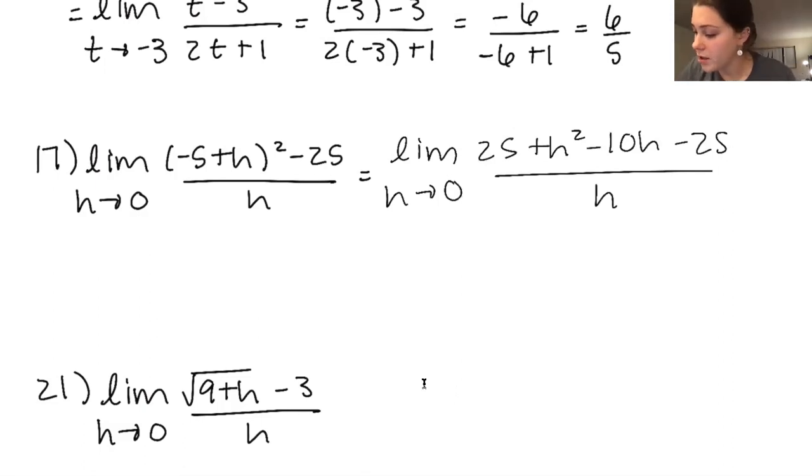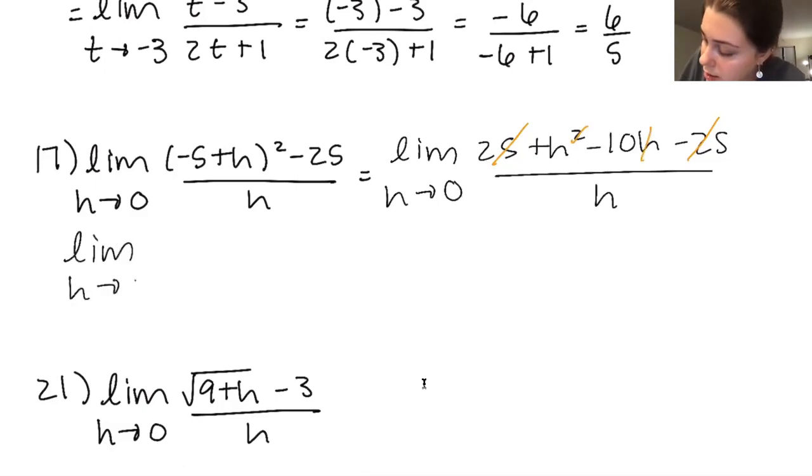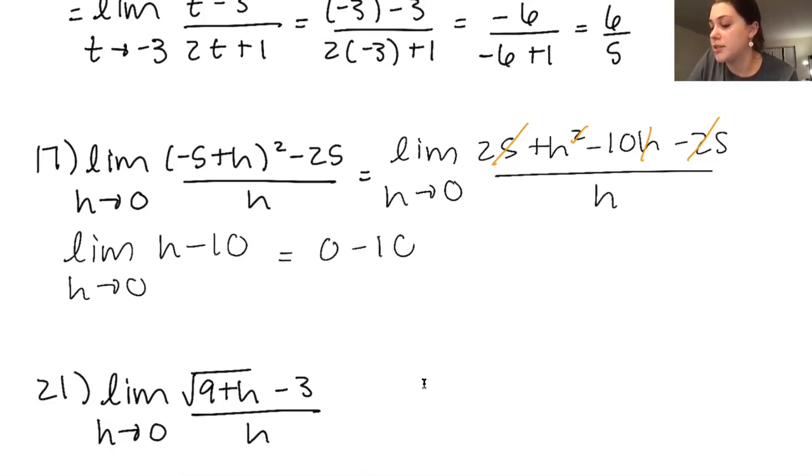So 25 minus 25, those two are going to cancel. We are going to divide an h out of h squared, just going to get h, and negative 10h, we're going to get negative 10. So when we simplify, we get the limit as h tends to 0 of h minus 10. And when we plug in, we get 0 minus 10, which is negative 10. And that's that. So that was the last of the algebraic manipulation examples.